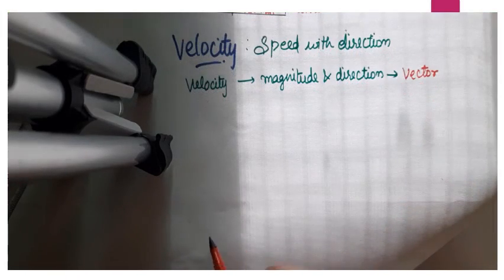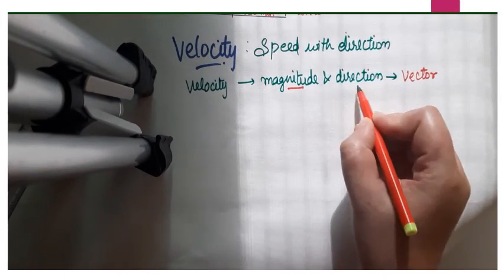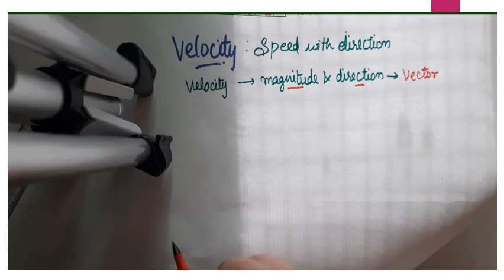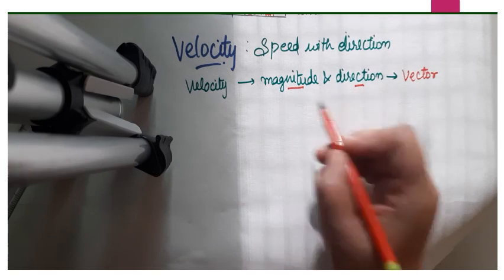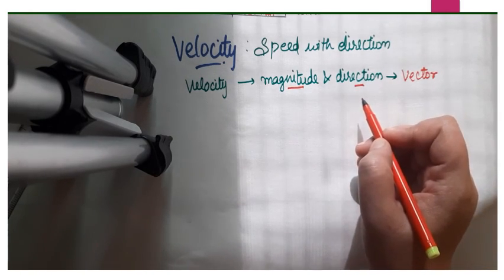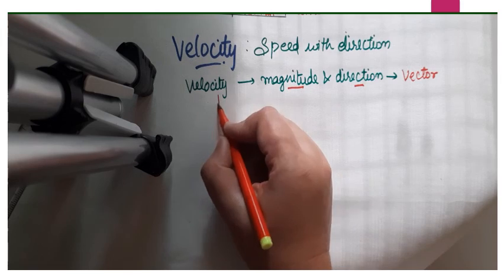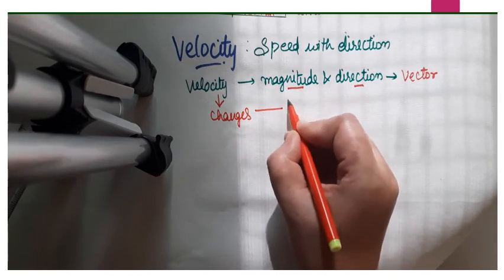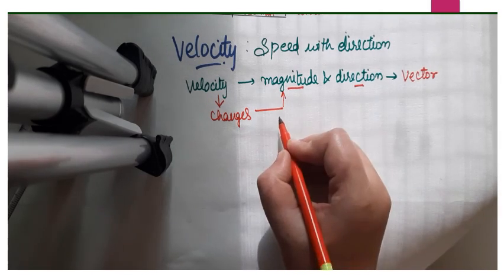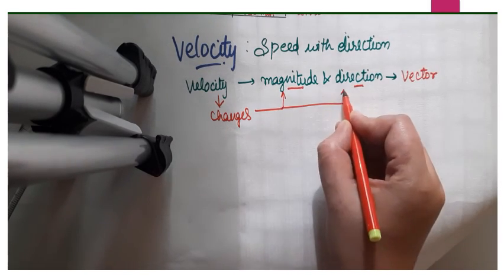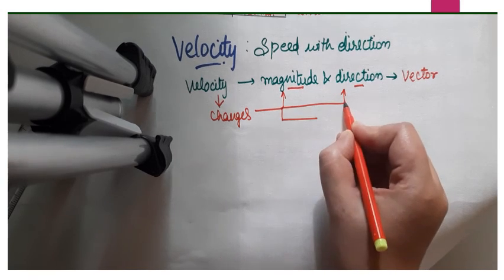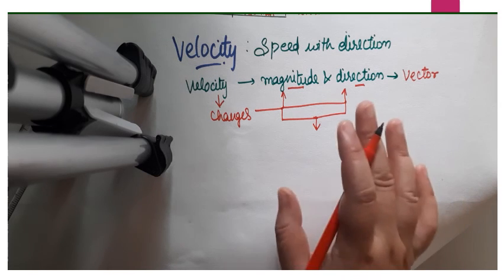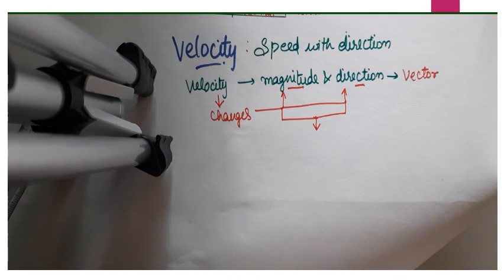Now since velocity of an object depends upon both magnitude and direction, you can change the velocity of an object not just by changing its magnitude but by changing its direction also. So velocity of an object changes when either its magnitude changes or its direction changes or both of them are changed. In all these situations, the velocity of an object changes.